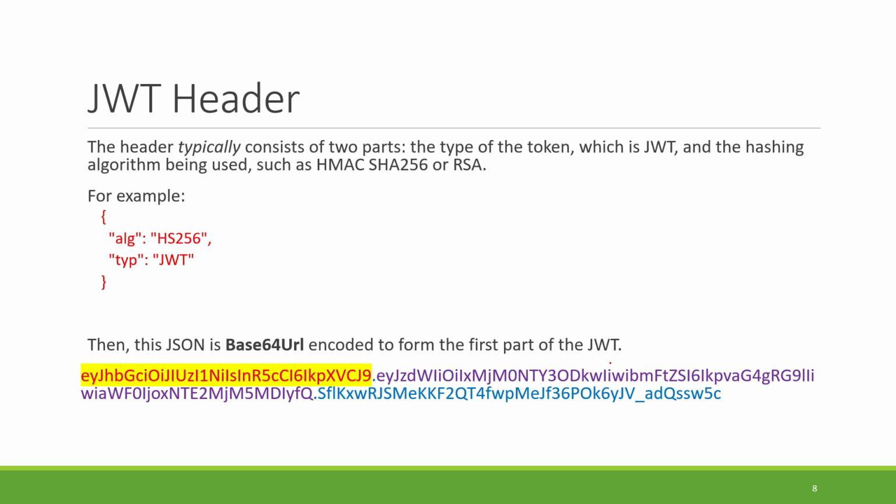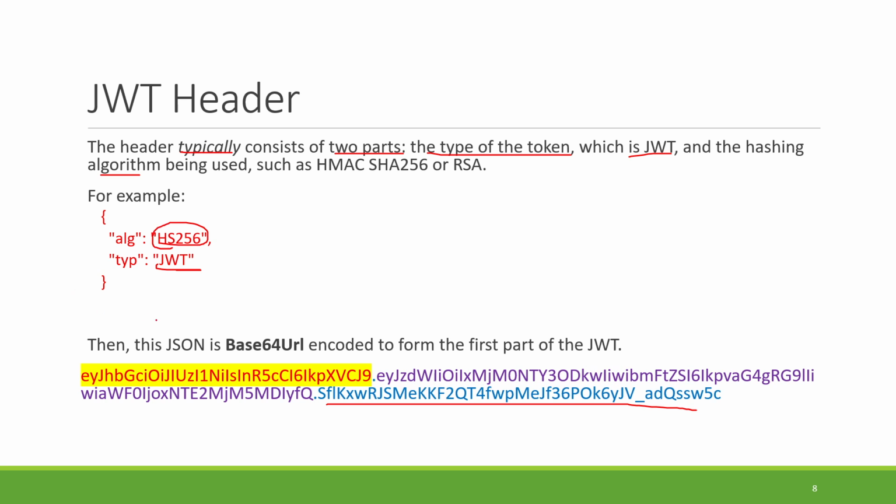Okay. Now let's take a look at the header. The header typically consists of 2 parts: the type of token, which is JWT, and the hashing algorithm to be used when we sign the signature. This is the algorithm chosen, and this is the one we're going to use later.